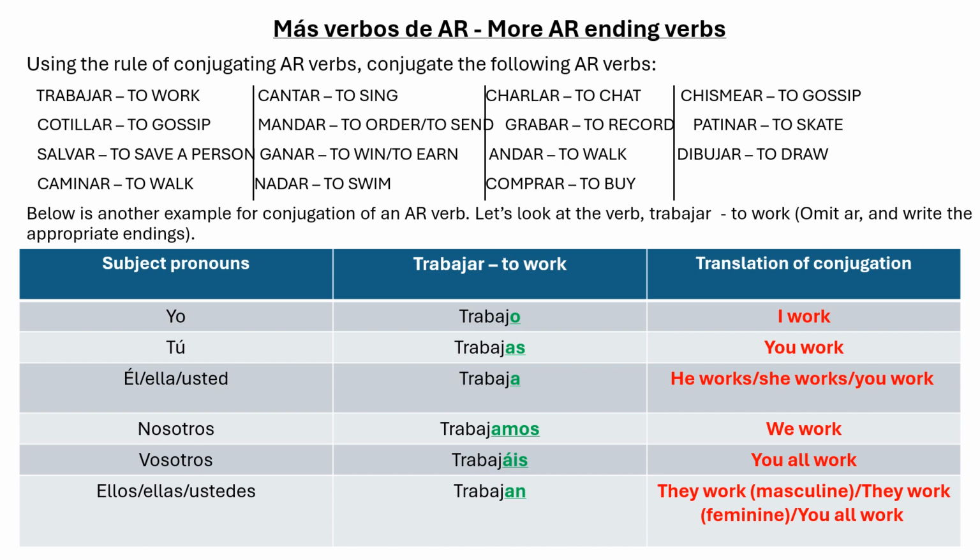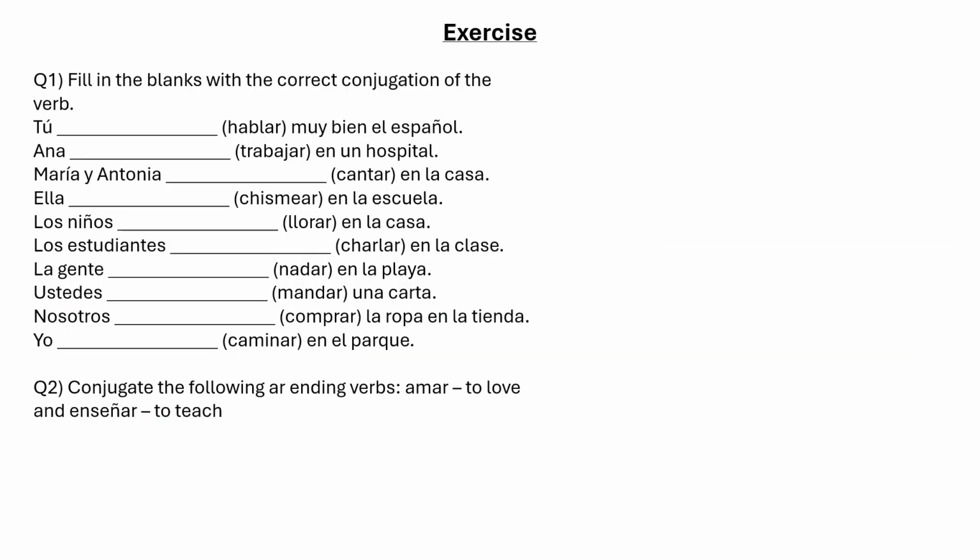Now we will move on to another after this, which are ER ending verbs. Okay, make sure you write this. But here is a small exercise for you to attempt for AR verbs. So you may want to pause the video and then you can correct your answers. So question 1 says fill in the blanks with the correct conjugation of the verb. As you can see, all these verbs in the bracket are AR ending. So what does hablar mean? It means to speak. Then we did trabajar as well. What does it mean? To work.